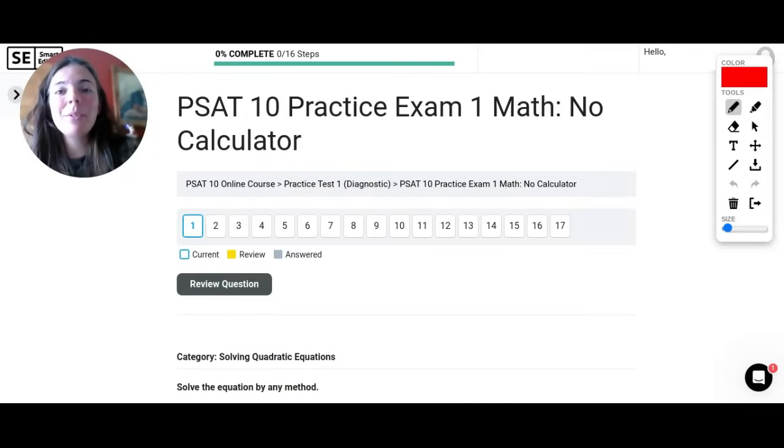Okay, so we're going to go through this test together today. But before we get started, I just wanted to give you a little idea of what kind of questions you can expect on the PSAT 10 exam when you cannot use a calculator.